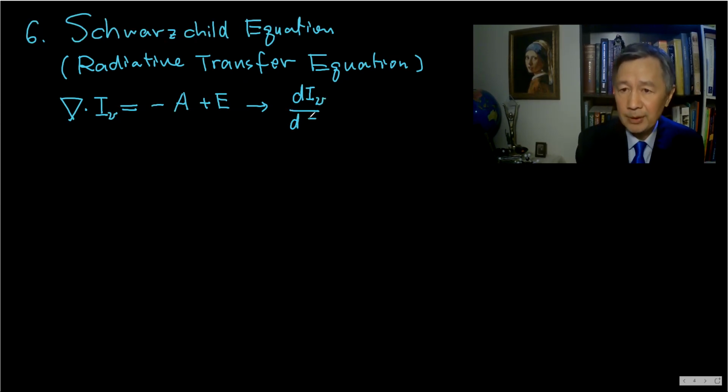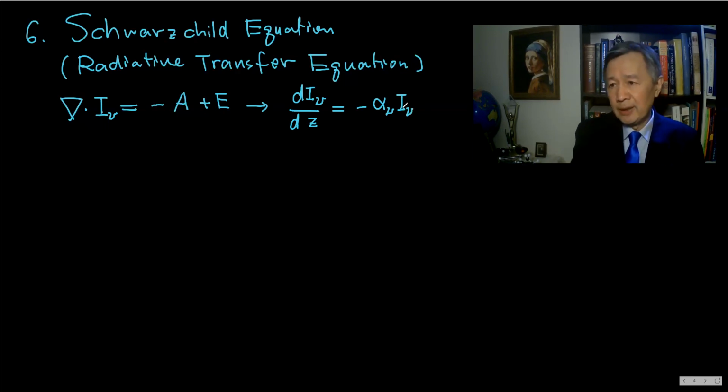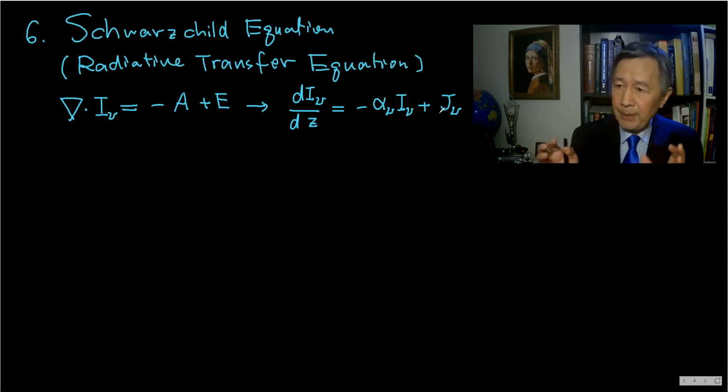The derivative is with respect to ds or dz. I prefer to use z because ultimately we have just considered the vertical radiation transfer. And that can be simply written as absorption, assuming the absorption is proportional to the incoming radiation intensity. So we can use alpha_ν here and then multiply by the incoming intensity. The second term can be simply written as, in many textbooks, J_ν. So this is the basic form of the Schwarzschild equation.